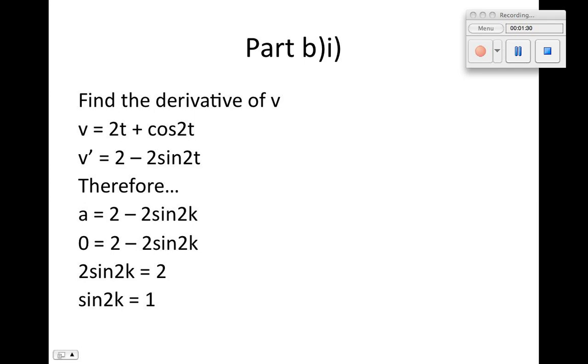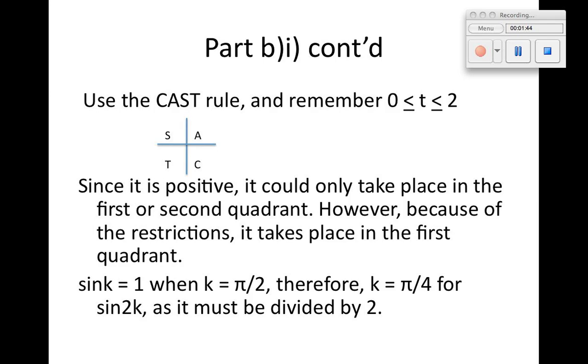So you just put 0 in for the acceleration, and you bring the negative 2 sine 2k over to the other side. You divide the 2 by the other 2 on the other side, so you get sine 2k is equal to 1. And from there you must use the CAST rule and remember your restrictions.